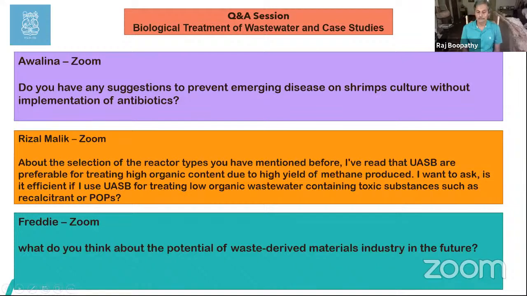Okay, thank you. Next question is from Rizal Malik about the selection of the reactor types that you have mentioned before. I've read that USB are preferable for treating high organic content due to the high yield of methane produced. I want to ask, is it efficient if I use the USB for treating low organic wastewater but containing toxic substances such as recalcitrants or POPs?